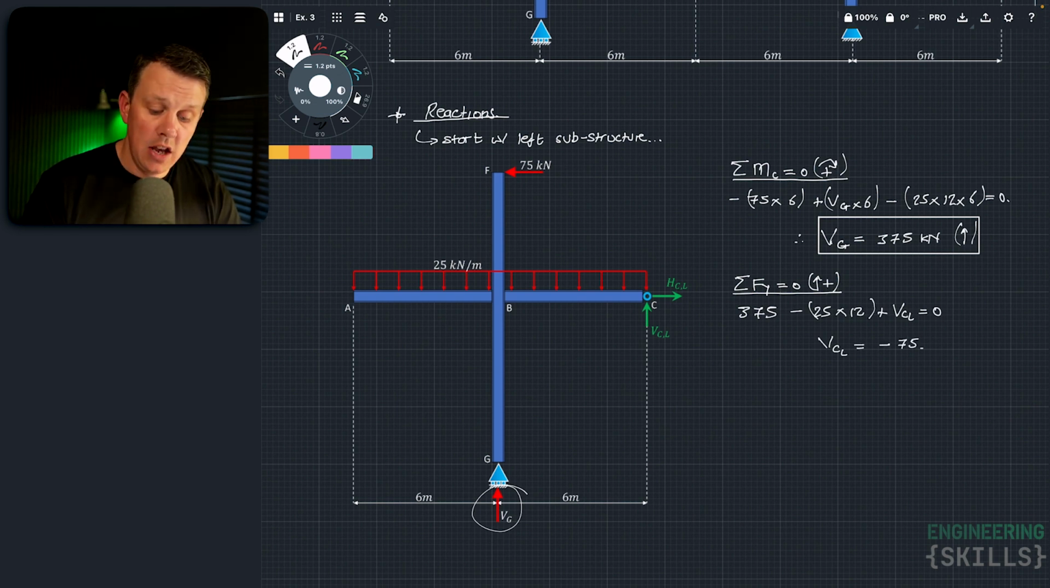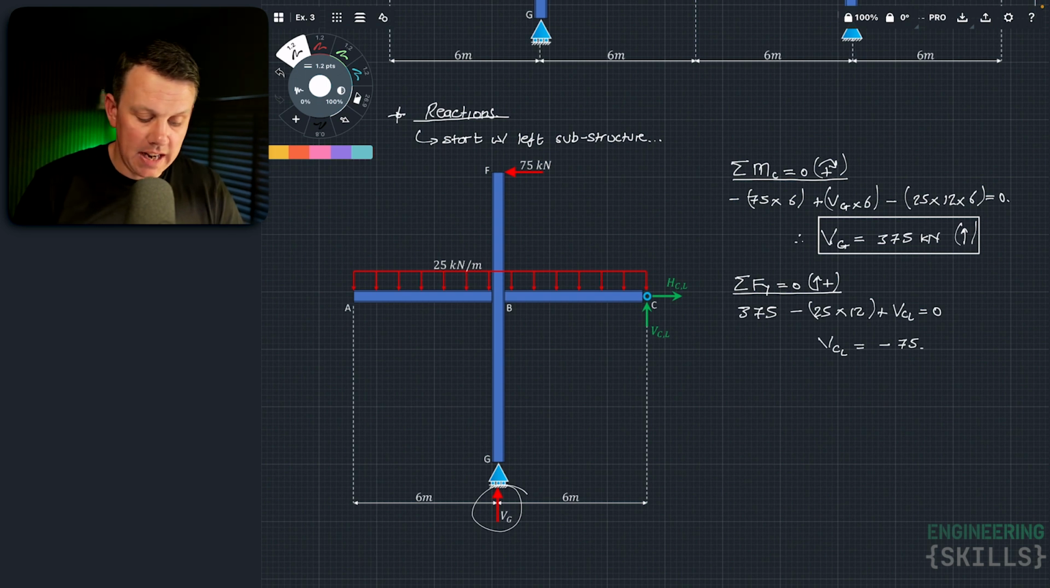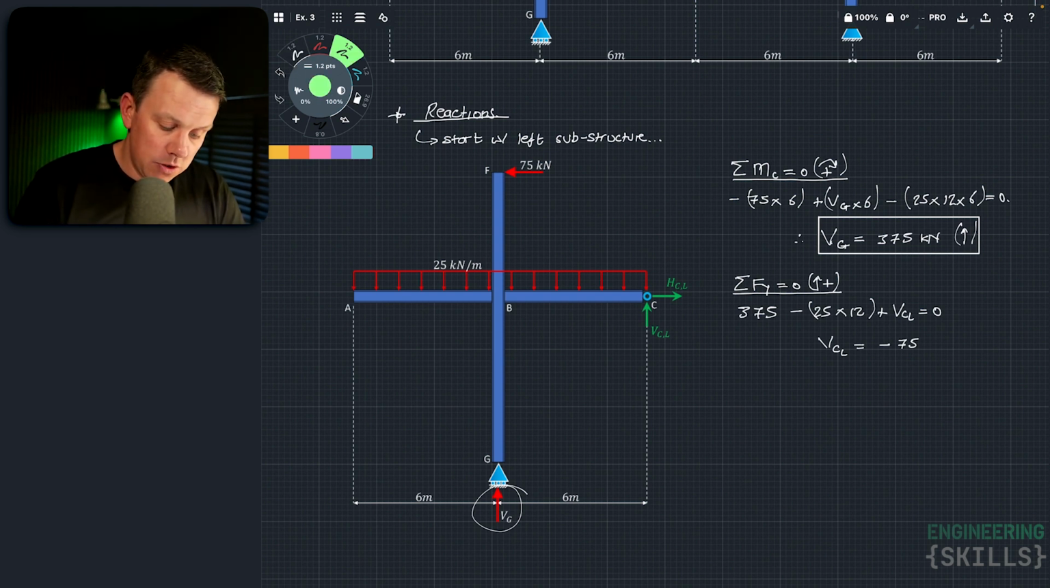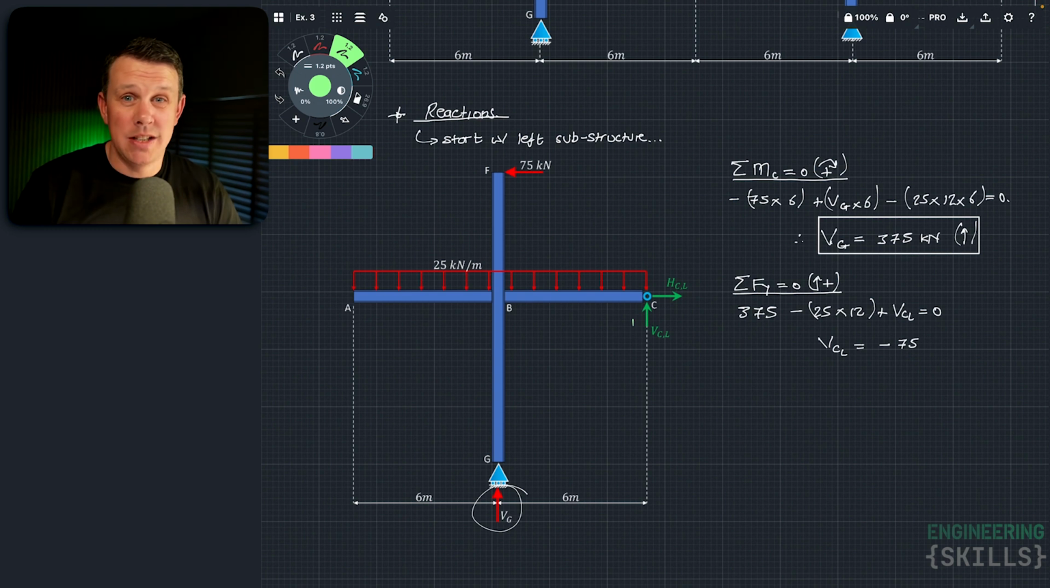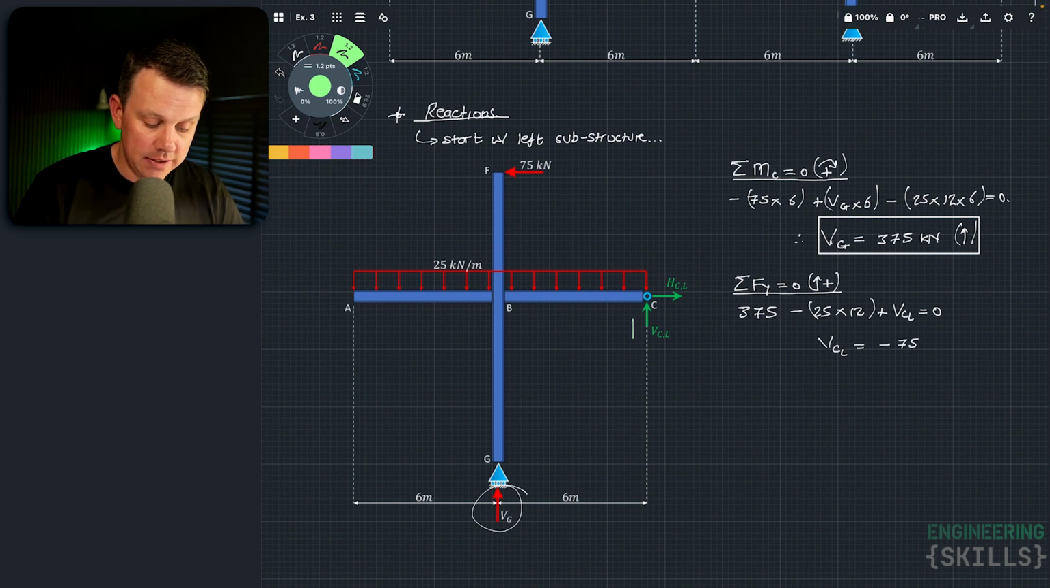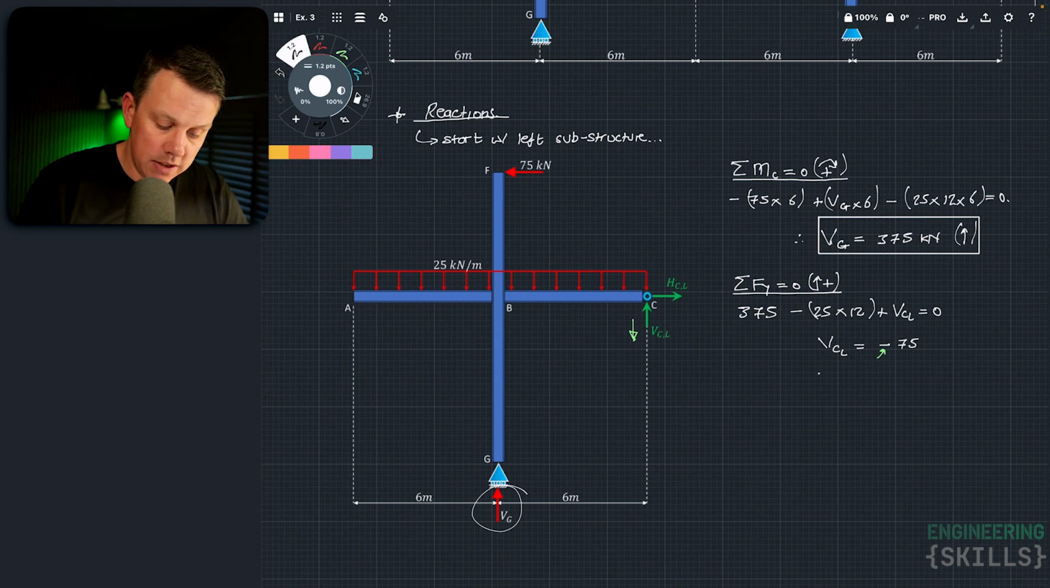Okay, excellent. So this is a good example where I can demonstrate. VCL is now evaluated to a negative number. So I look at that and I say, straight away, that tells me that VCL does not point upwards, which was just a guess. You have to guess up or down at the start. So I guessed up, turned out I was wrong. VCL actually acts downwards, and that's what that negative sign is telling me. So the way I tend to denote that in my calculations is as follows. I'll just say, therefore, VCL is equal to 75 kilonewtons pointing down.